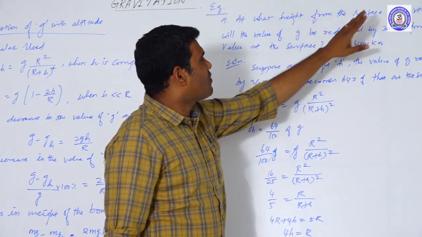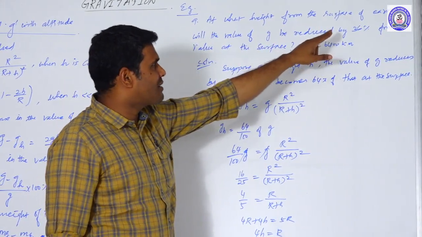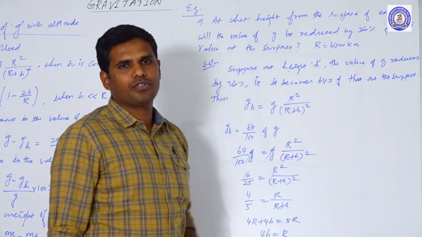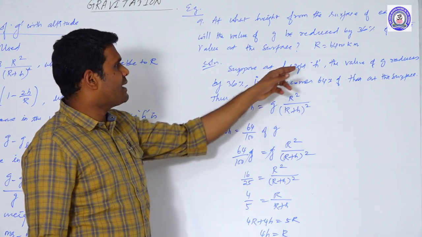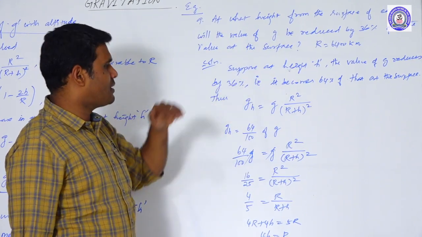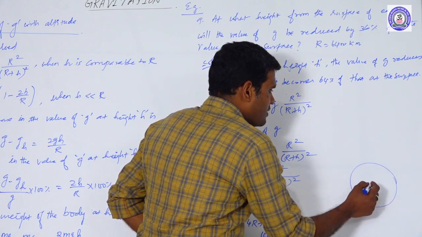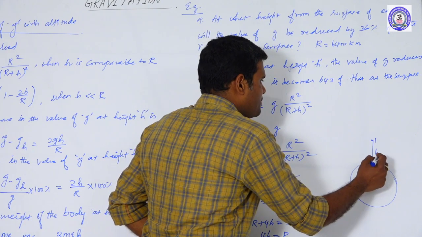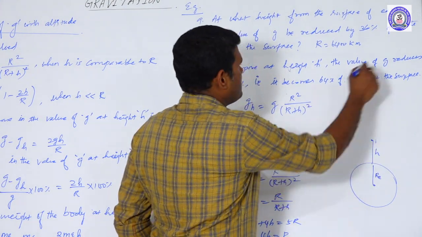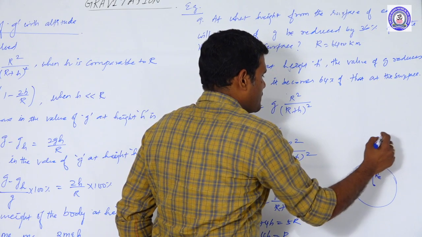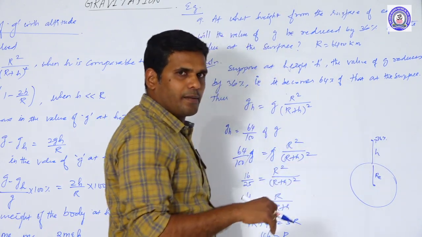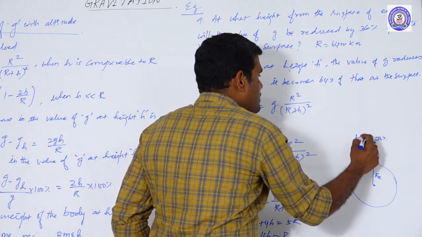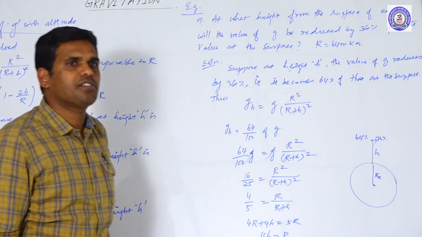At what height from the surface of earth will the value of g be reduced by 36% from the value at the surface? The value of R is 6400 km. Suppose at a height h, the value of g reduces by 36%. We can say this is the earth, radius of earth is R_E. At some height h, the value of g reduces by 36%. So what will be its value of g at this particular height? It will be 64%, 100 minus 36%, 64%.